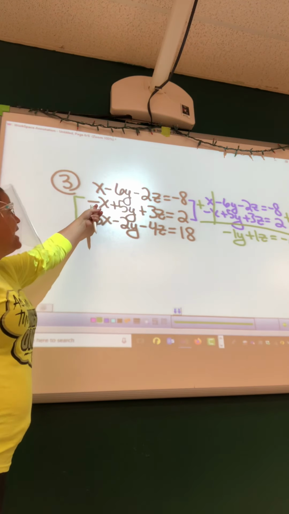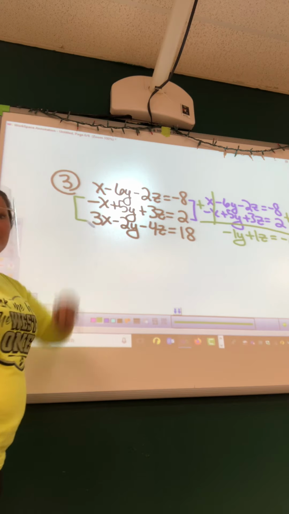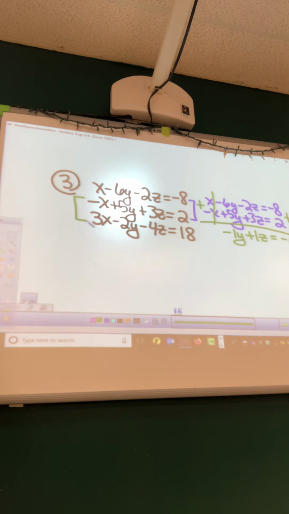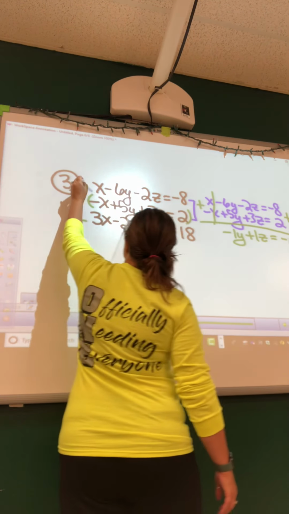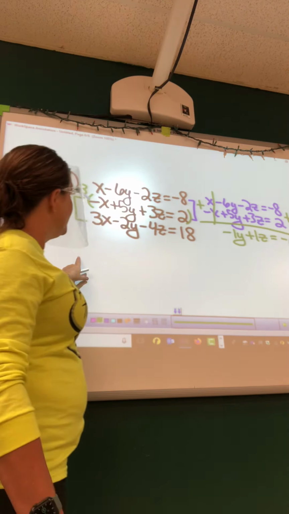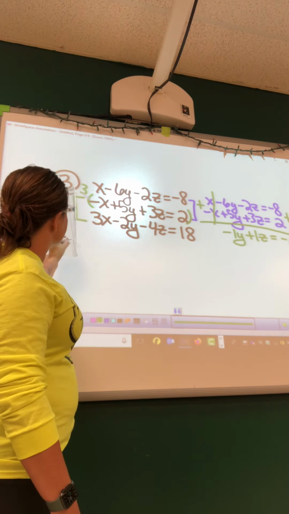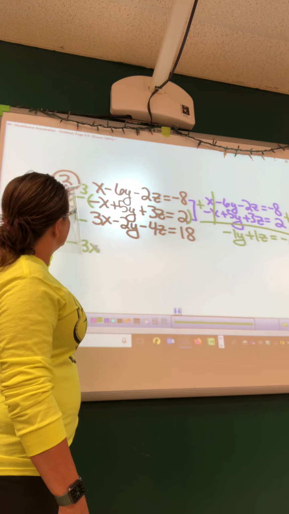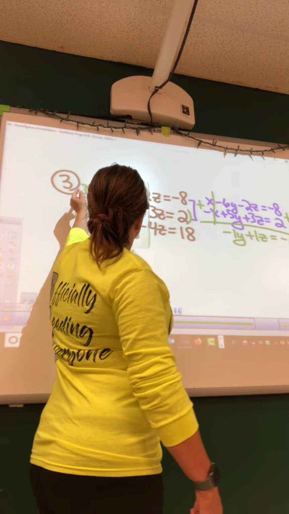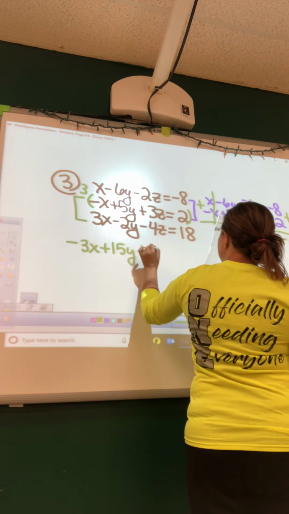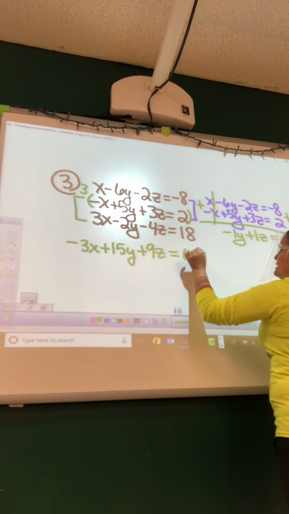Okay, so I already have a negative here, but I need to get that 3. So what do I have to multiply that middle equation by? 3. Very good. So I'm taking this and I'm multiplying by 3. I'm going to put my work down here just so it stays nice and neat. So 3 times negative X is negative 3X. 3 times 5Y is 15Y. 3 times the 3Z, 9Z. And 3 times 2 is 6.